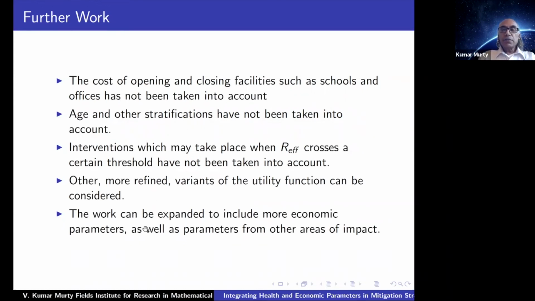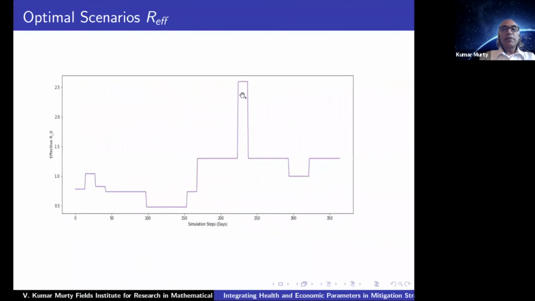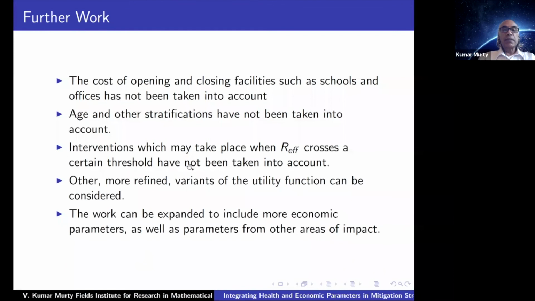Then there are interventions which may take place when R effective crosses a certain threshold. So, for example, here you see at some point R effective is shooting up to 2.6. And presumably nobody will allow that. In fact, there'll be alarm bells already here, even though it is for a short period. So what does that mean? That is, what intervention will take place at that point, and what impact will that have on the calculation?